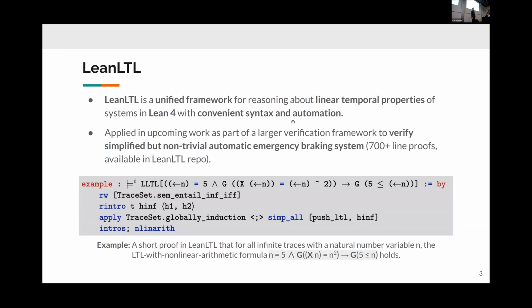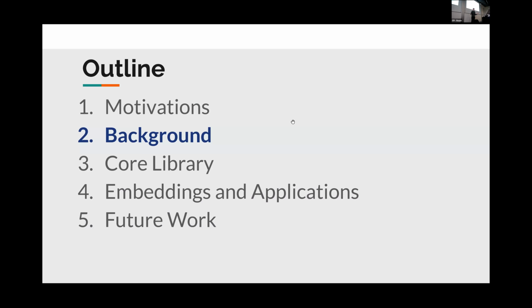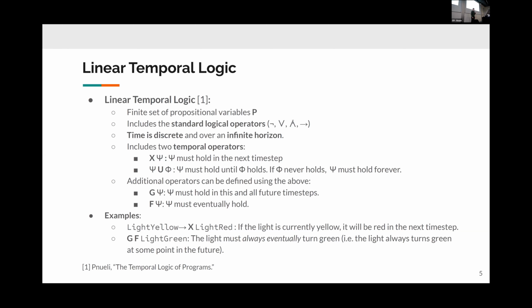So with the motivation covered, I want to jump into background, specifically starting with linear temporal logic and how it's defined. It's defined over a finite set of propositional variables. These include the standard logical operators like not, or, and, implication. And in this logic, time is discrete and over an infinite horizon.